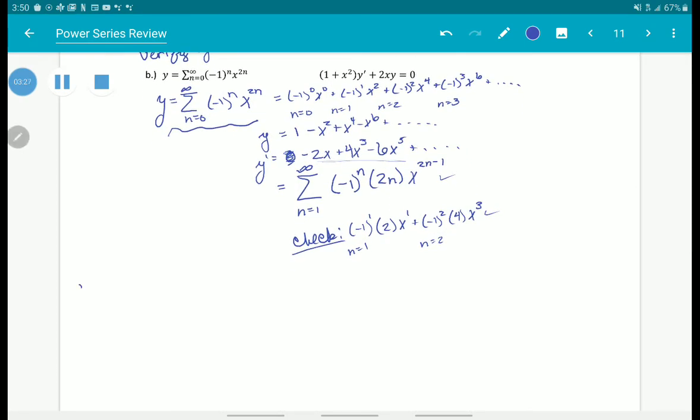Now let's make our substitutions. So we have 1 plus x squared times y prime, and y prime is the sum from 1 to infinity of negative 1 to the n times 2n x to the 2n minus 1, plus 2x times y, and y was the sum starting at 0, and we want that to be equal to 0.